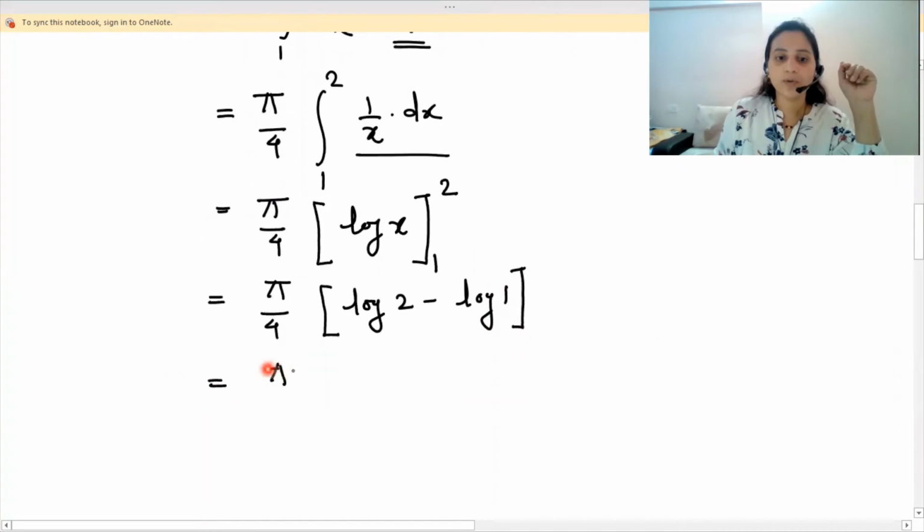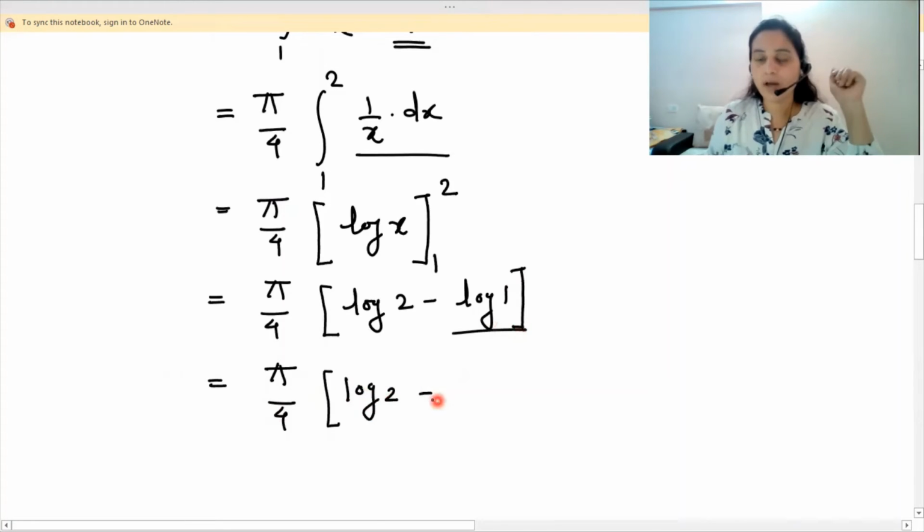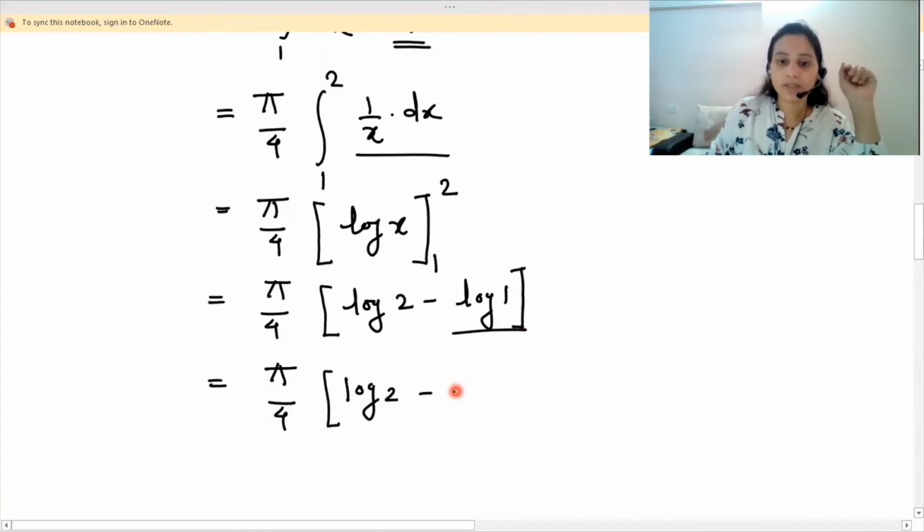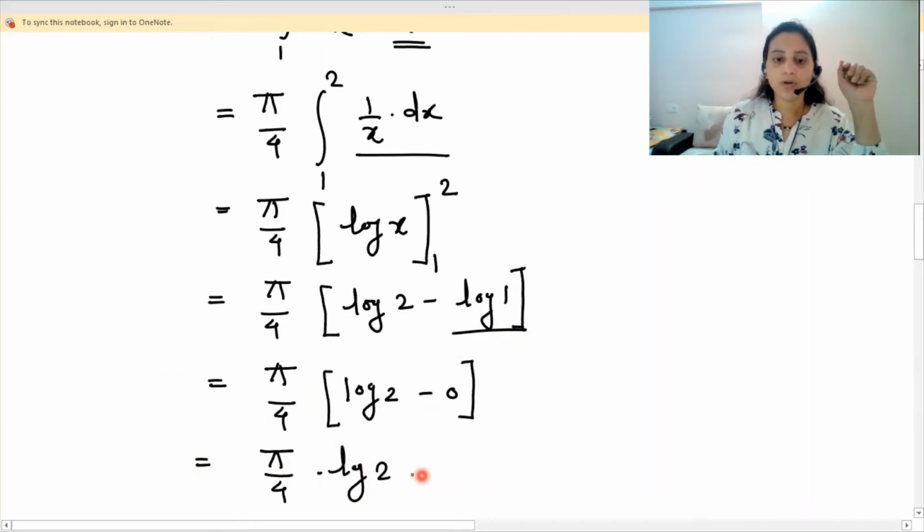Now this is equal to pi by 4, constant, remains as it is, times log 2 as it is minus, so what is the value of log 1? Log 1 is always equal to 0. So the last answer is pi by 4 into log 2. Okay, so this is my answer.